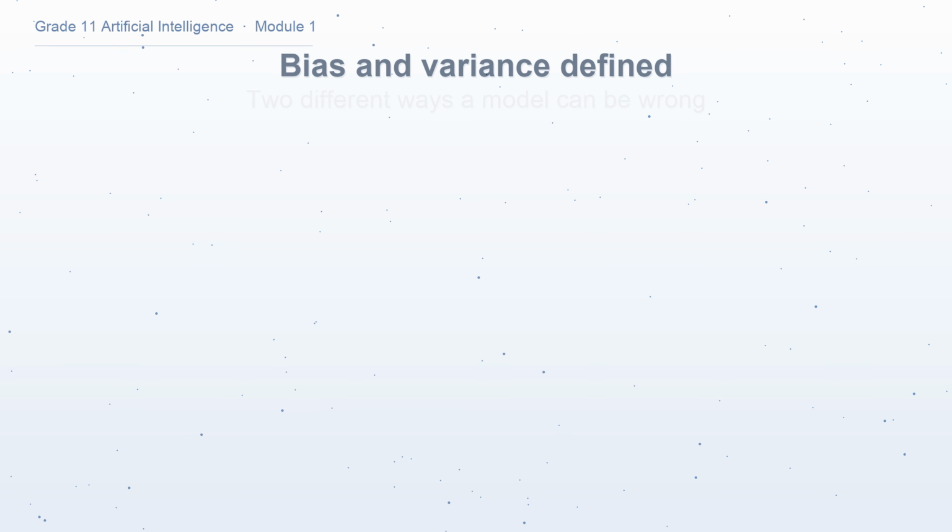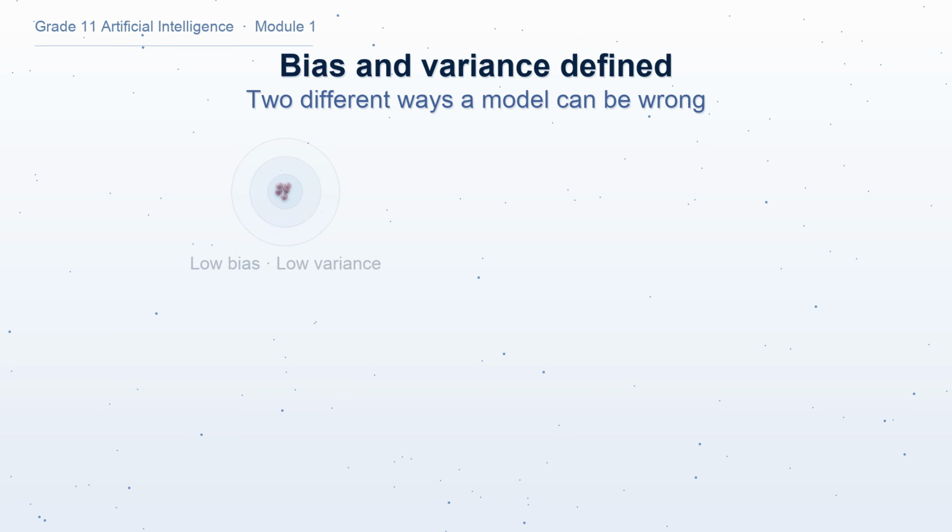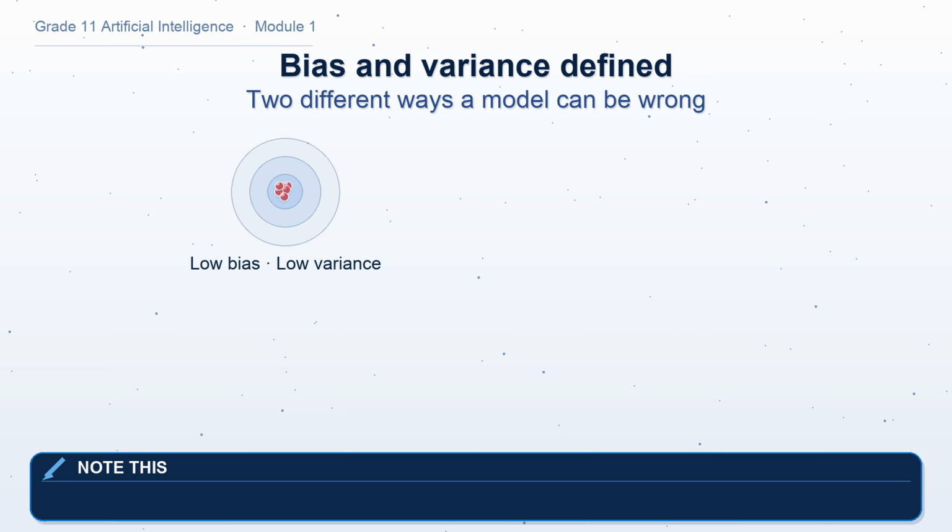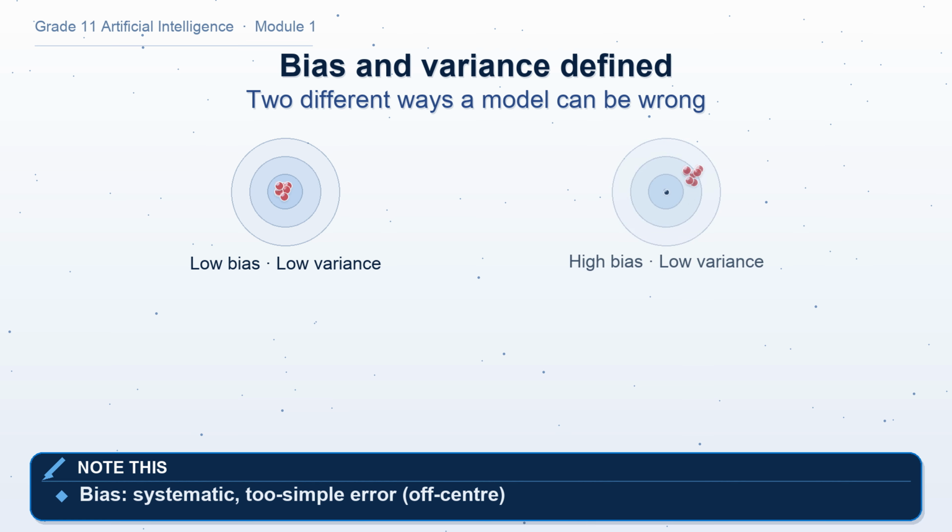There are two distinct ways a model can be wrong, and these dartboards make them clear. Each shot is the model trained on a different sample of data. The bullseye is the truth. Bias is systematic error. A high bias model is too simple to capture the real pattern, so its shots land far from the center the same way every time.